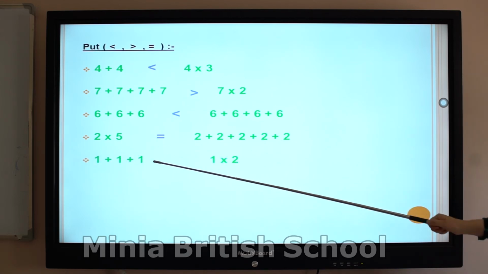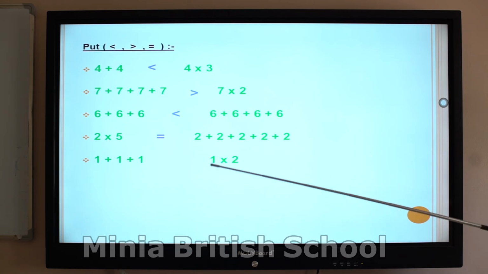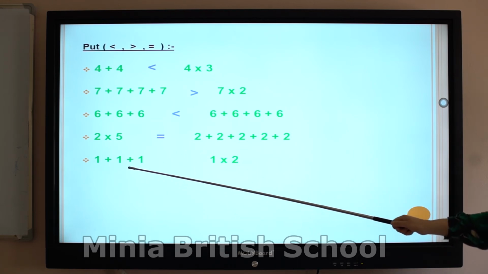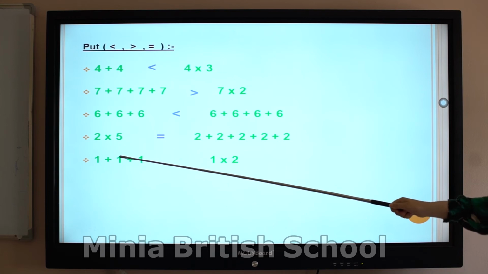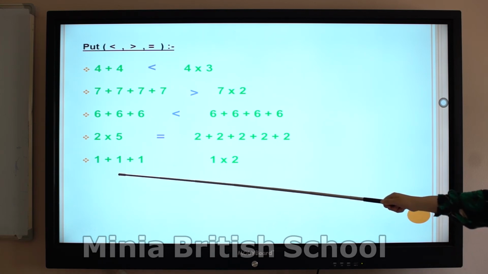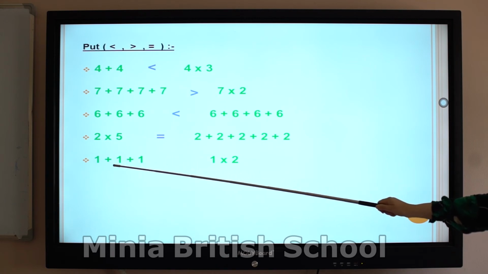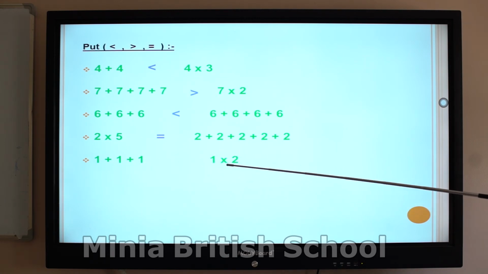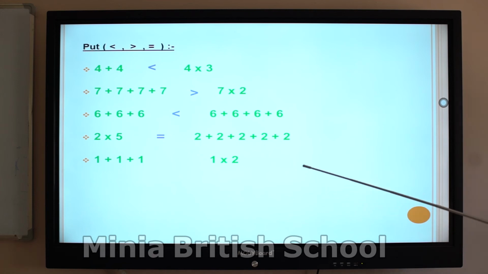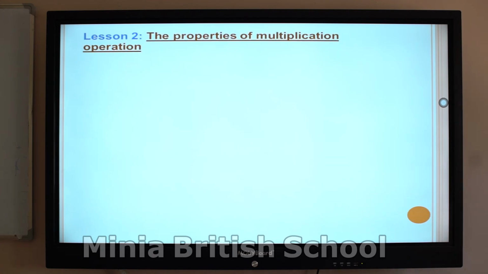1 plus 1 plus 1 and here 1 times 2. Convert addition to multiplication. 1 here is repeated 3 times, so it would be 1 times 3, and here 1 times 2, so 1 plus 1 plus 1 is greater than 1 times 2.